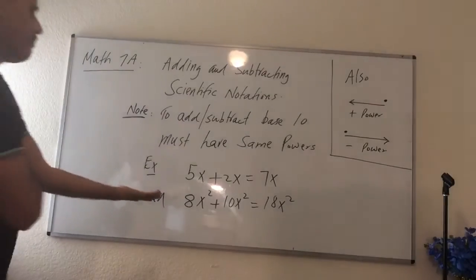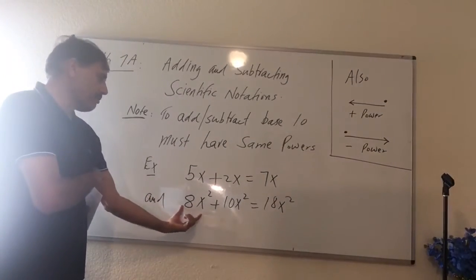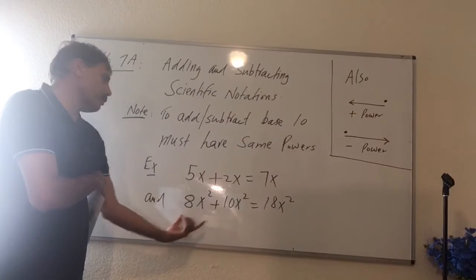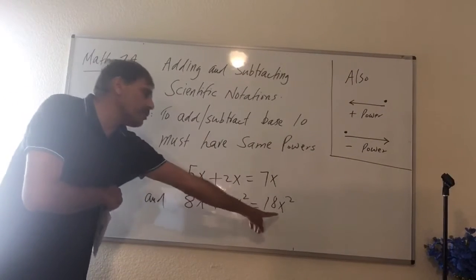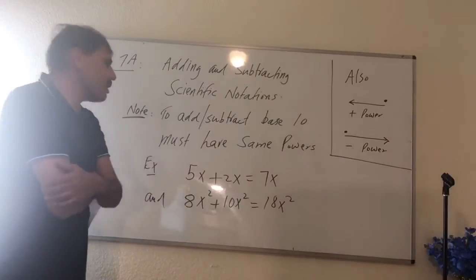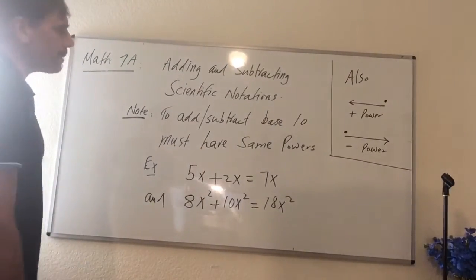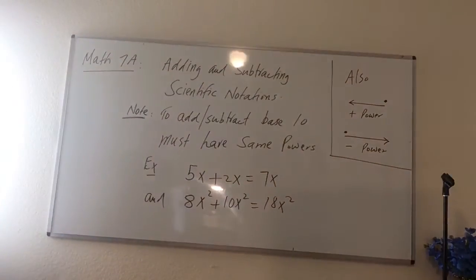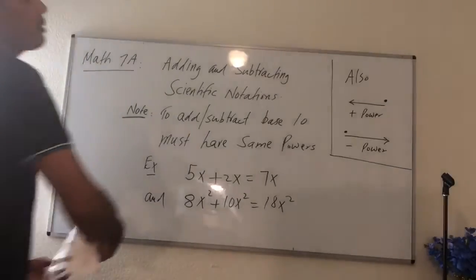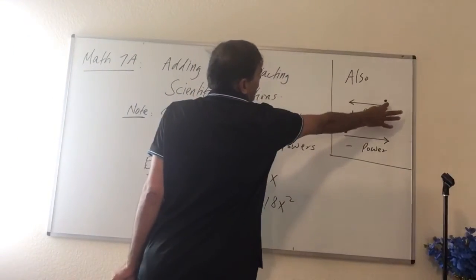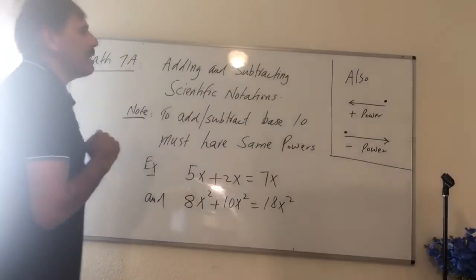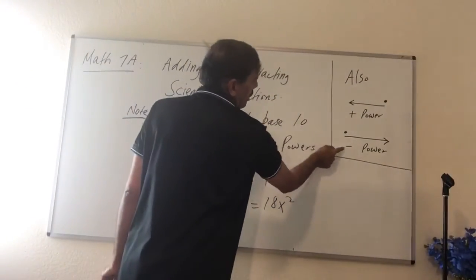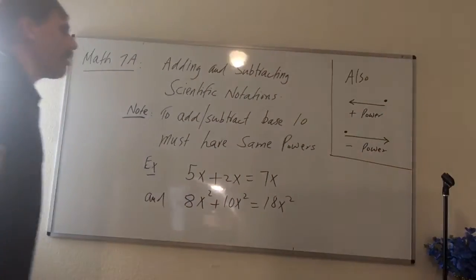The same thing here. Look, these are like terms in terms of x squared. So 8x squared plus 10x squared: x squared stays the same, 8 plus 10 is 18. And sometimes the powers are not the same, and you have to fix it. So now you have to remember, when you move the decimal right to left, that's going to be a positive power. And when you move the decimal left to right, that's going to be a negative power.